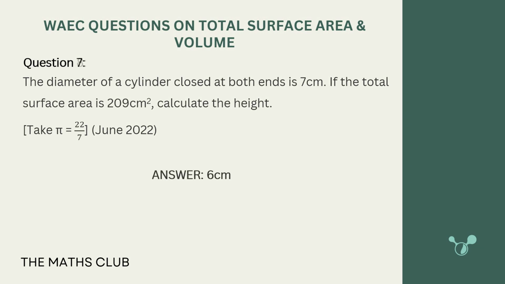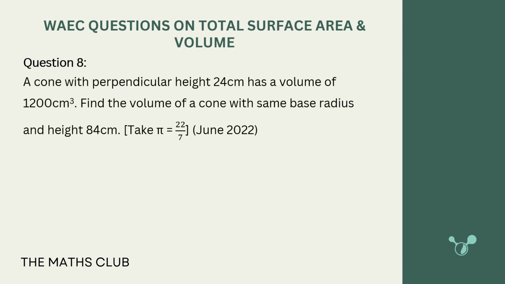Great. Question 8 now says that a cone with perpendicular height 24 centimeters has a volume of 1200 centimeters cubed. Find the volume of a cone with the same base radius and height 84 centimeters. Take pi to be 22 over 7. This is from June 2022. So what are we given?